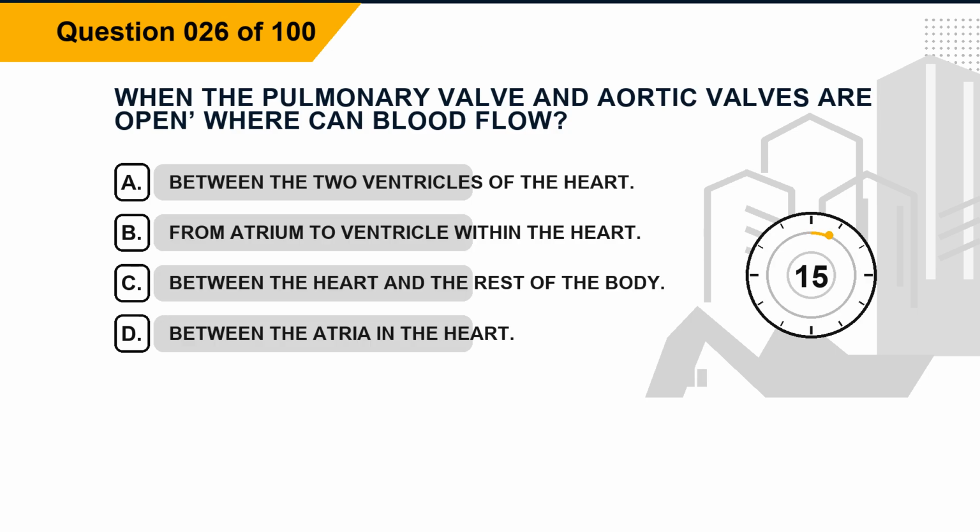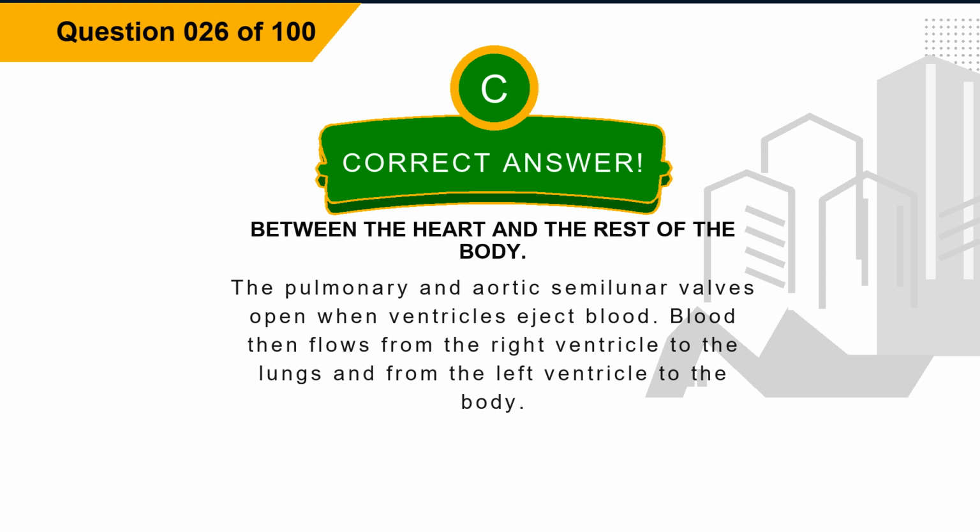Question 26. When the pulmonary valve and aortic valves are open, where can blood flow? Option A, between the two ventricles of the heart. Option B, from atrium to ventricle within the heart. Option C, between the heart and the rest of the body. Option D, between the atria and the heart. The correct answer is option C, between the heart and the rest of the body. Explanation. The pulmonary and aortic semilunar valves open when ventricles eject blood. Blood then flows from the right ventricle to the lungs and from the left ventricle to the body.